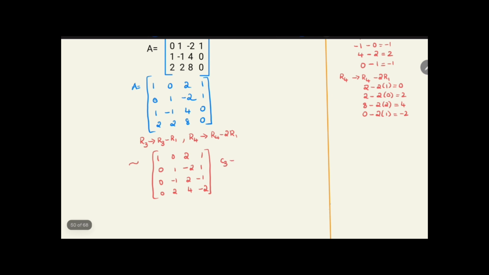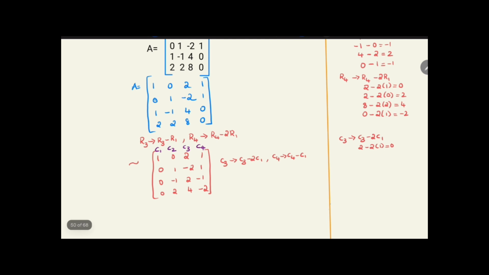Okay, so what will be the operations here? C3 implies C3 minus 2C1, and C4 implies C4 minus C1. Okay, I'll solve it here. C3 implies C3 minus 2C1. What is the first element of C3? It is 2 minus 2 into first element of C1, which is 1. So 2 minus 2 is 0.